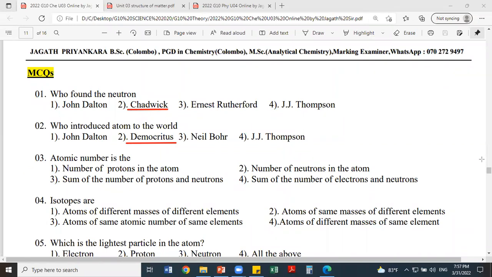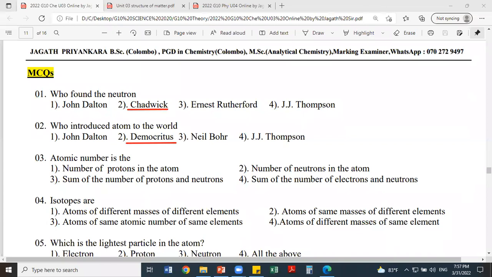Any volunteers? What about the others? Rashmina, Prageet, Netuli. What is the answer for the second one? Kishon, Chanul, Chamodi. Third MCQ. What is the answer? Vishwa, Sohana.